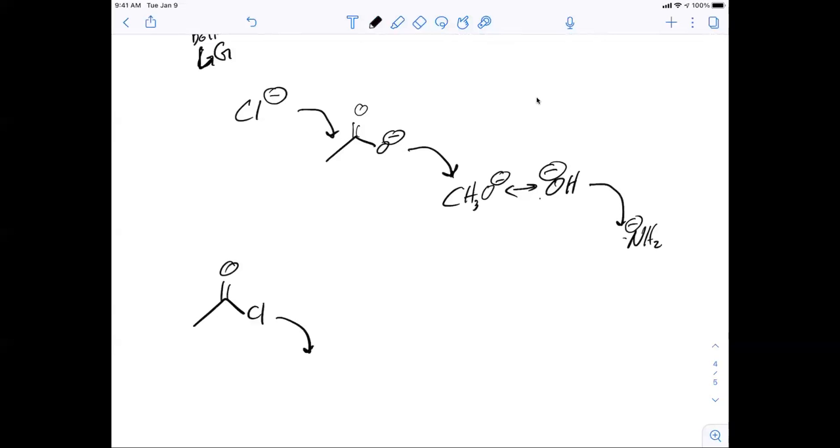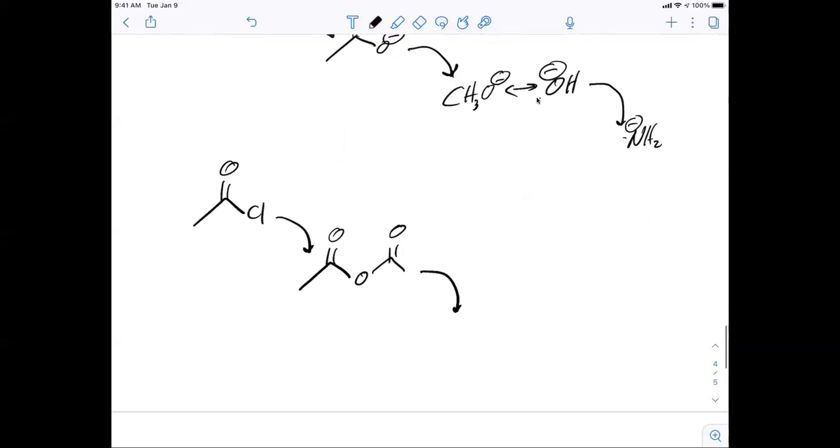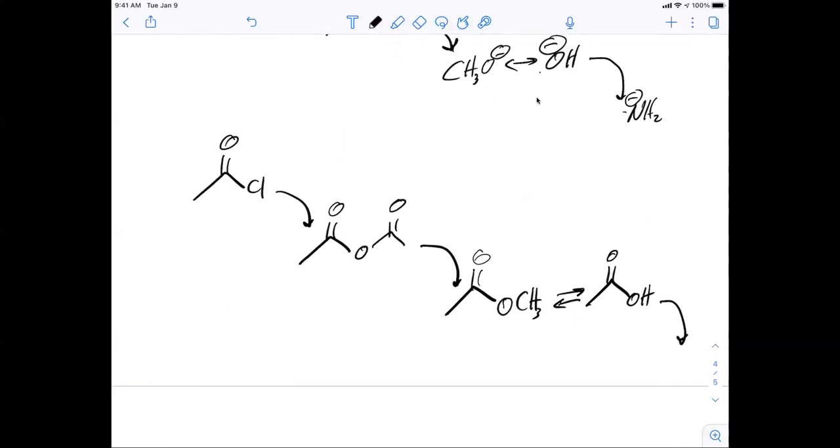So if that's confusing you, let's put it this way. This one could be substituted directly to make the anhydride. The anhydride could be substituted to make the ester. The ester and the acid could be interconverted, right? And then the acid could be turned into, or ester could be turned into the, and I ran out of space. Made my cascade a little bit too long.